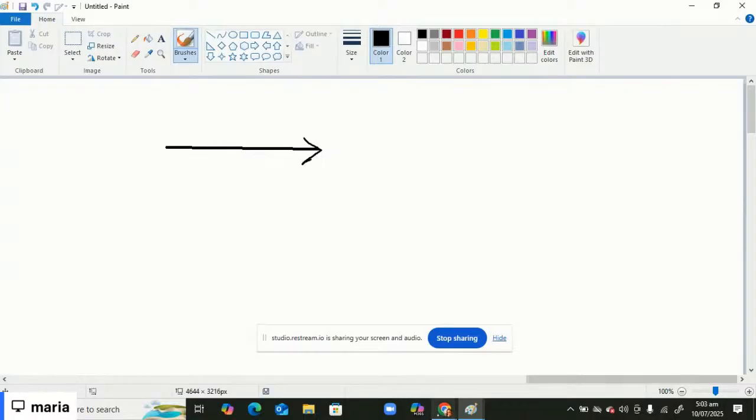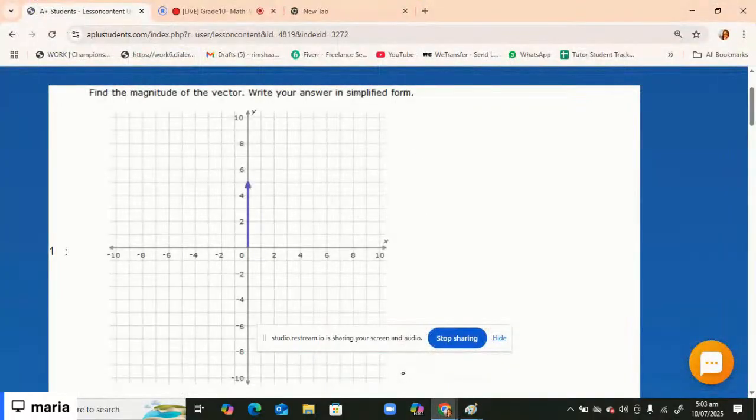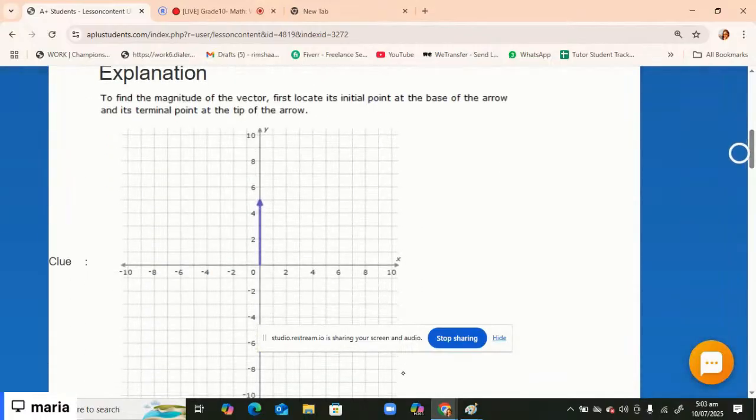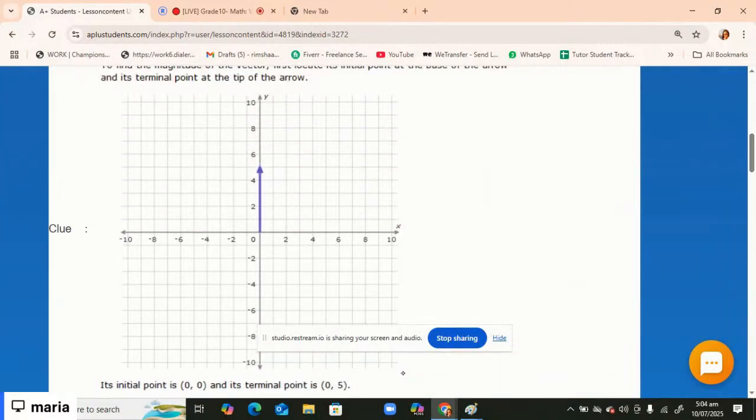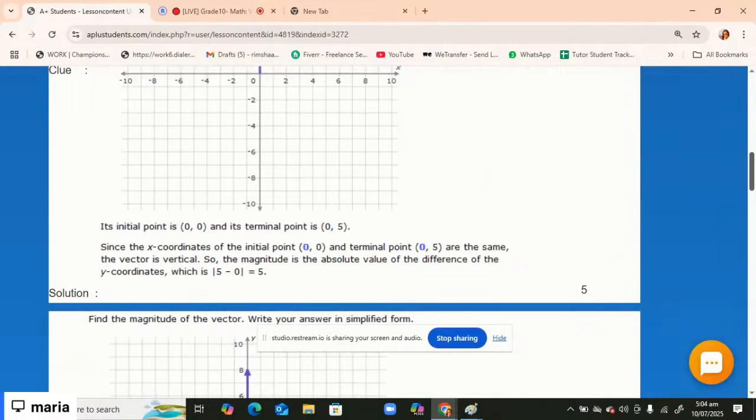Here is the vector, shown in blue, and they are saying that there are 2 points. One point is 0, and what is the other point? That is basically at 5, because this is 4 and 6, so the midpoint is 5. So these are 0, 0 and 0, 5, the 2 points of that vector. Now they are asking us to find the initial point. Both the initial points are 0, 0, and the other point is 0, 5.